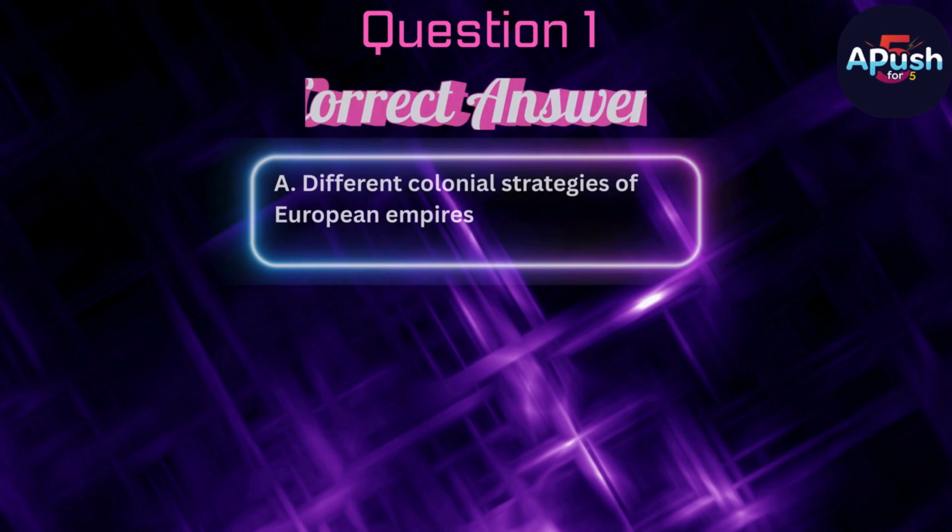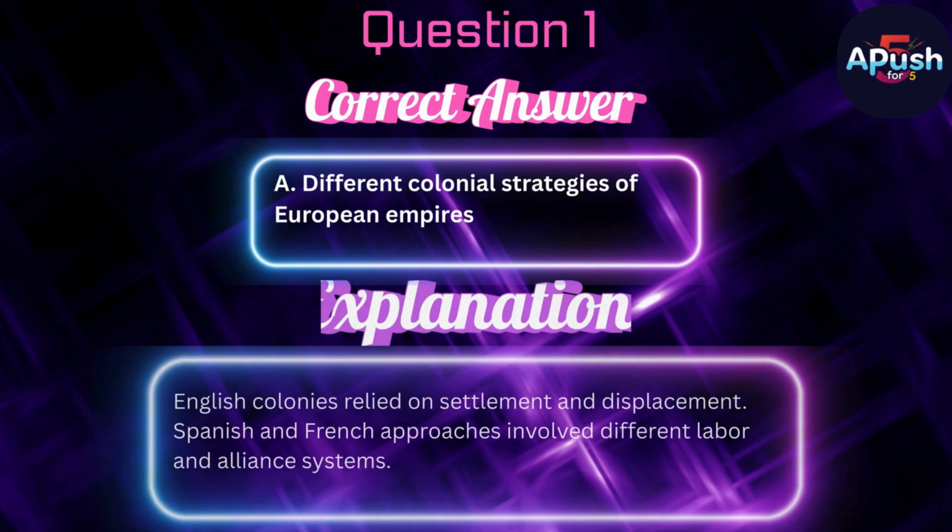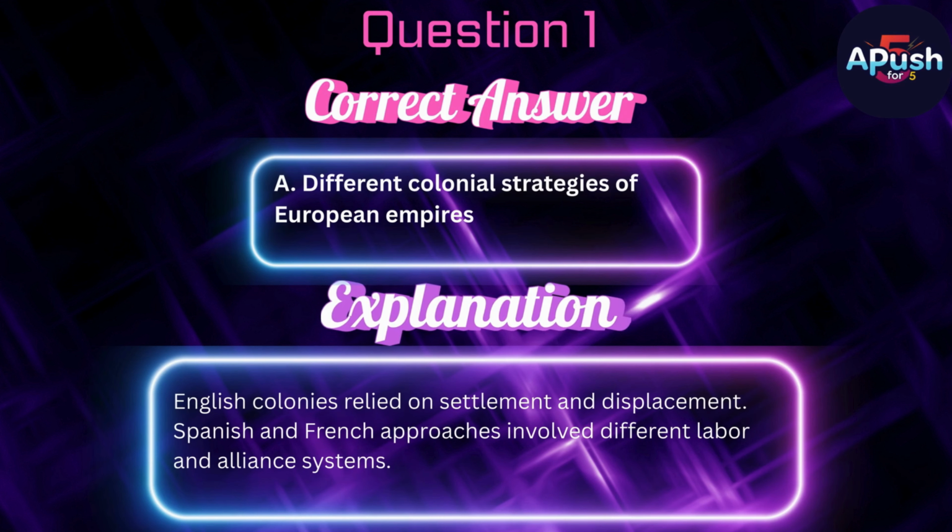The correct answer is A. Different colonial strategies of European empires. English colonies relied on settlement and displacement. Spanish and French approaches involved different labor and alliance systems.